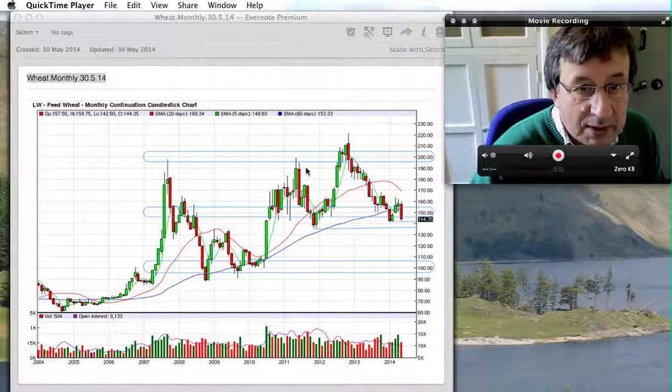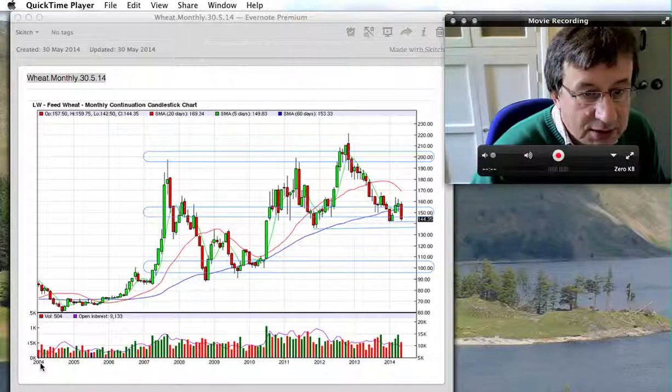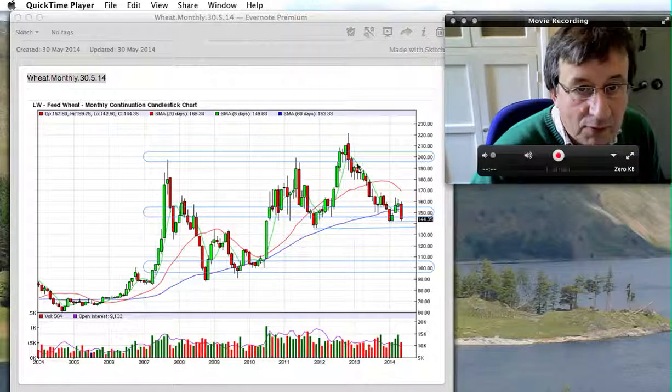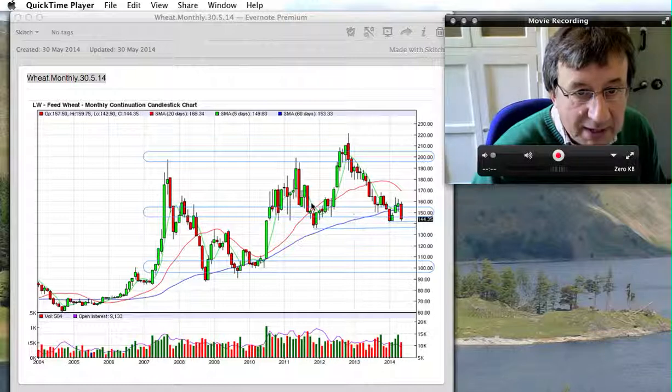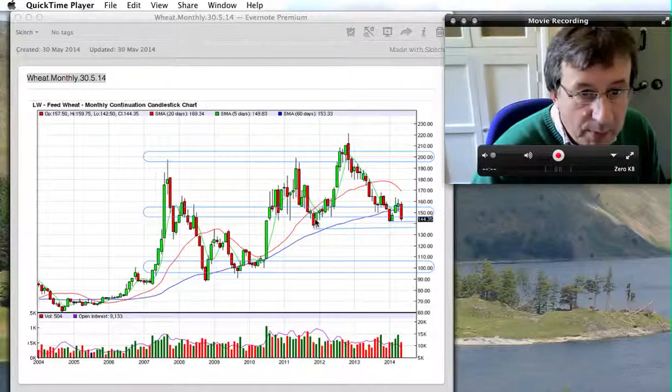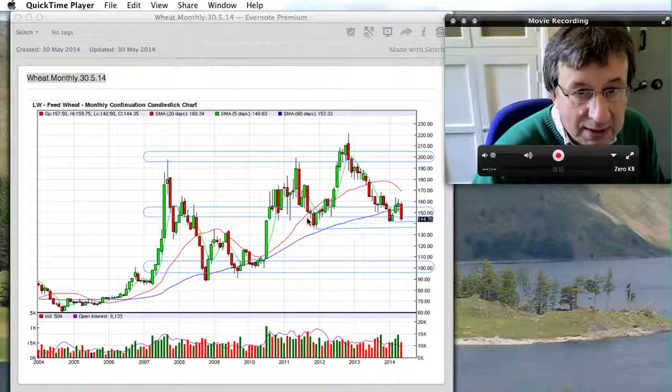Where are we? Right, let's have a look. This is the monthly chart and it's going back to 2004, and I'll put ranges on here. You can see that the high range is £200 a tonne, the mid range is 150, and the bottom range is £100 a tonne. We last saw £100 a tonne in 2010, 2009, 2008. So really we've come back to this mid range.